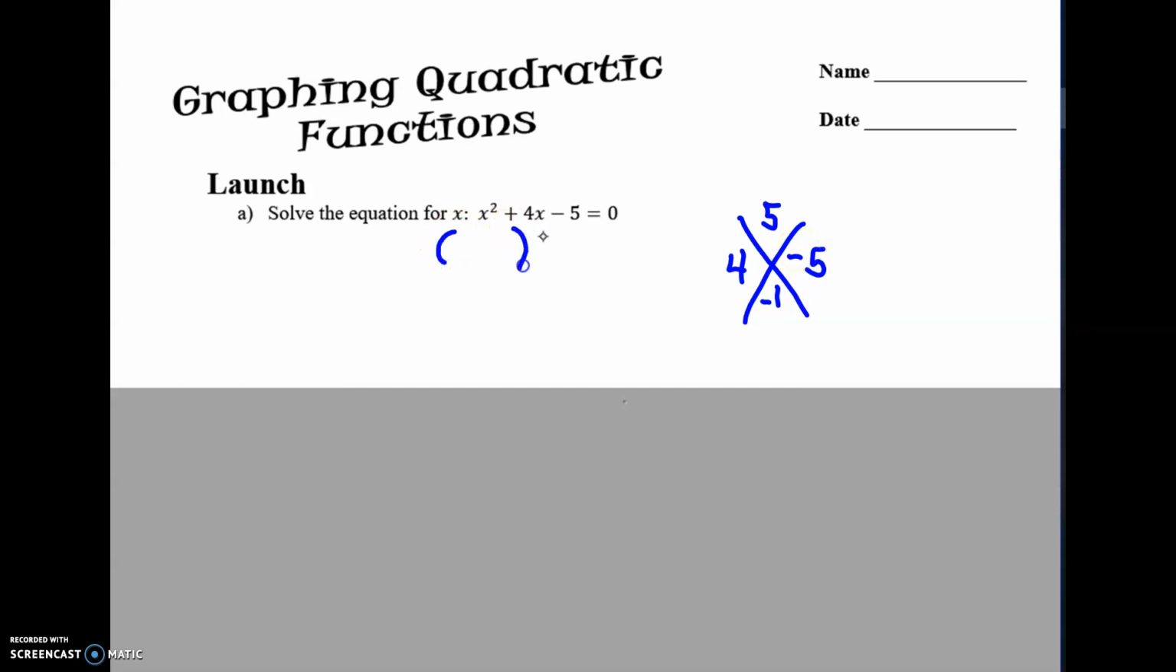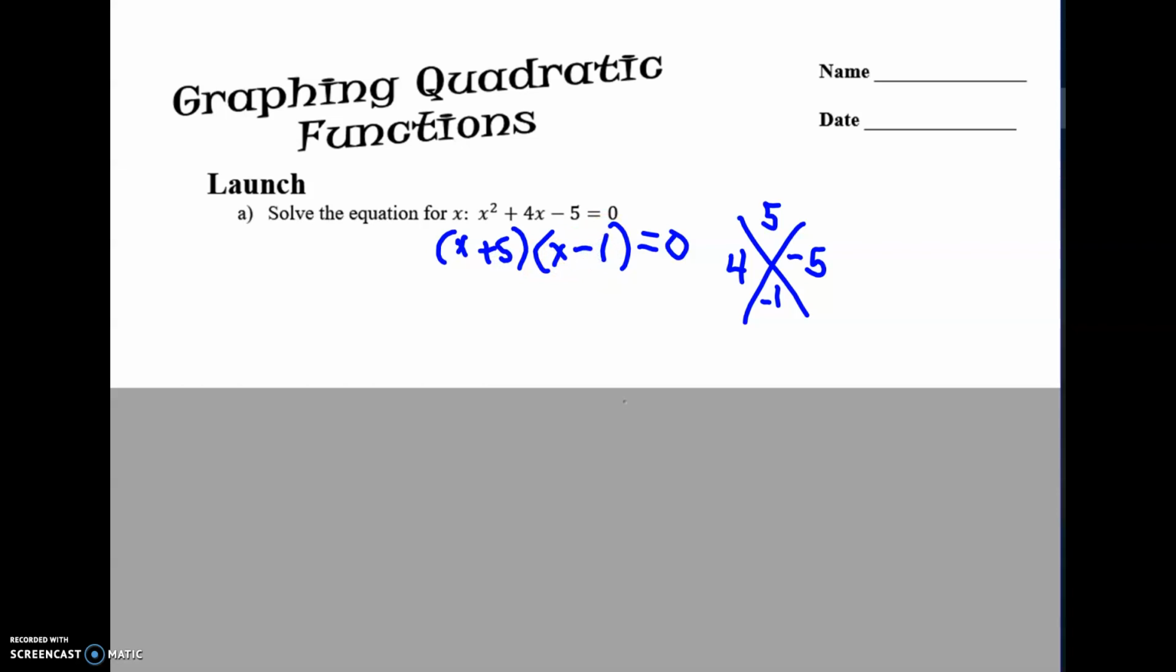So going to what I know about factoring, I know that my quadratic has to be equal to 0 in order for me to solve it, so I'm ready to factor. And I'm going to split up x squared into x and x, and then I'm going to use these two numbers like we've discussed in our last unit to factor. So I have x plus 5 and x minus 1 as my factors.